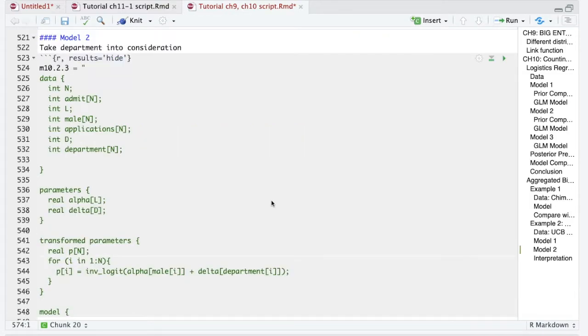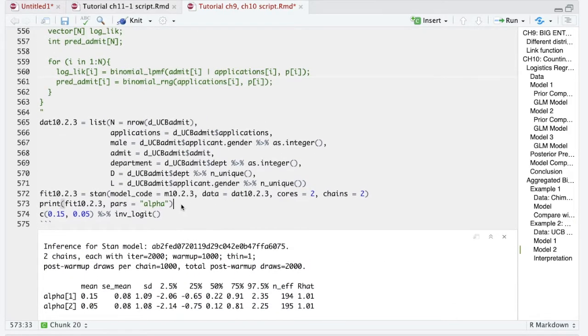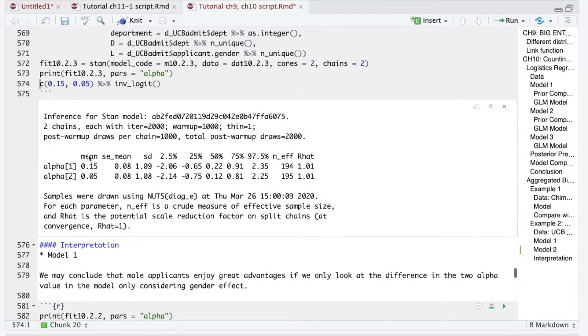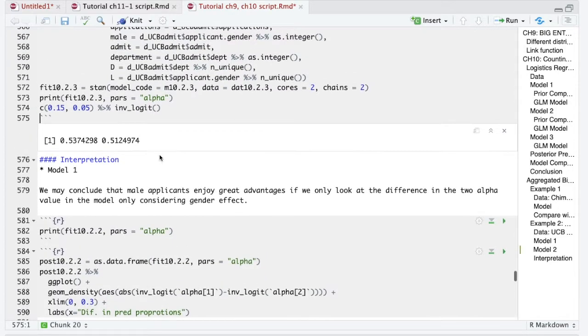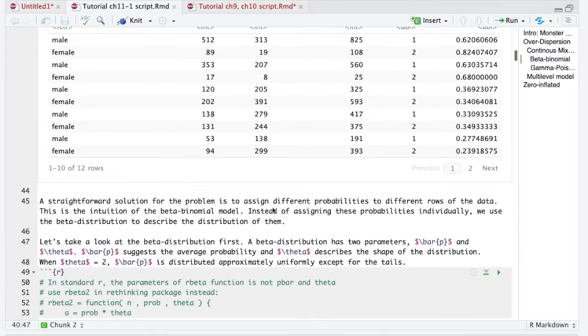However, that was a wrong interpretation, because after taking departmental information into consideration, we see that the gender effect is actually not a big deal. If we transform this logit value to the probability scale, you will see that it's only about a 2% difference between male and female. So what can we do if we just don't have the information about which department they apply to? Let's start from first principles.